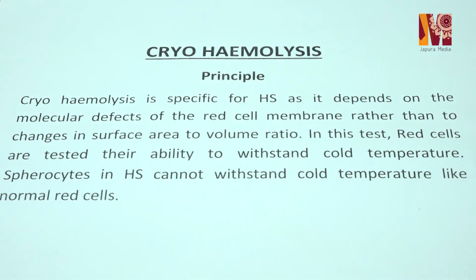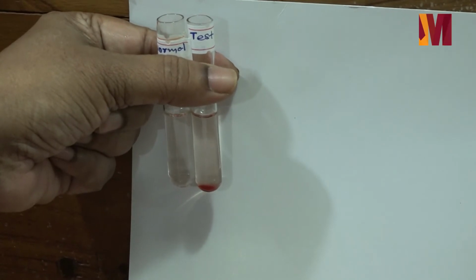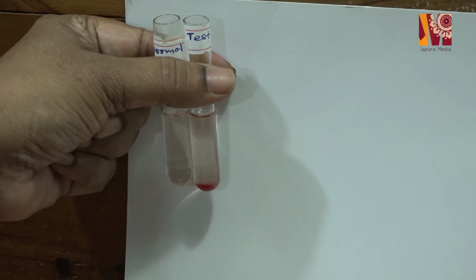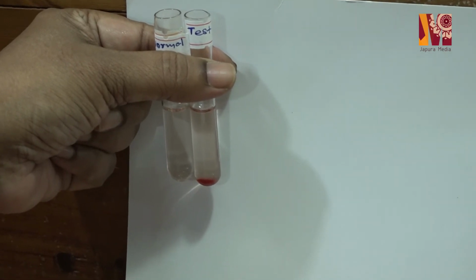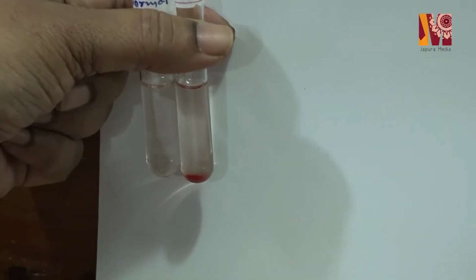After that, we centrifuge and observe the supernatant, and the supernatant will look like this. So, this is how the supernatant looks. This is the normal and this is the test. But usually, unlike in osmotic fragility, there won't be a clearly visible color change in the test.